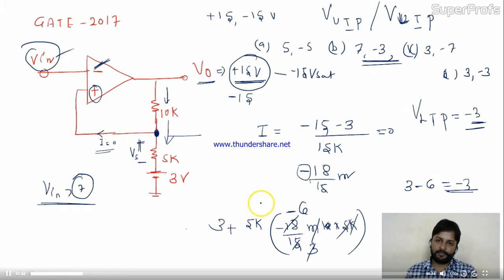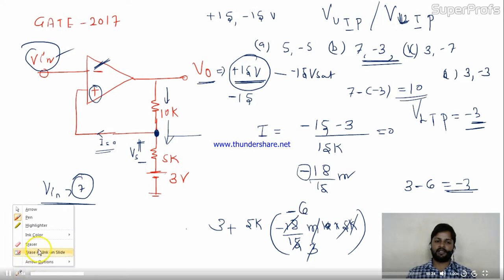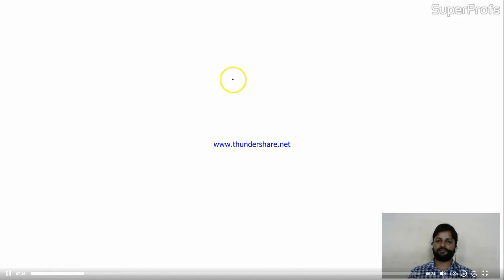And instead of this, suppose they are asking what is the hysteresis width. So it will be 7 minus minus 3 equal to 10. Your answer should be 10. Why 10? Let me show you.